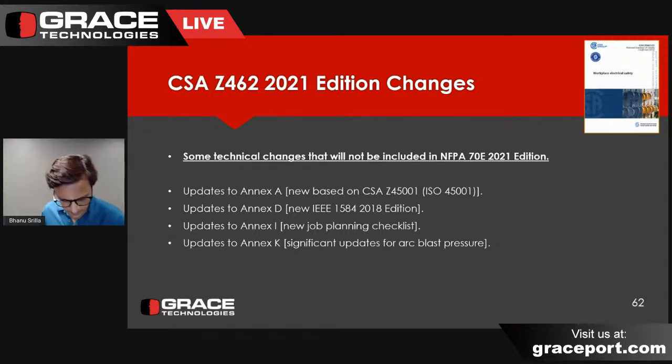It's different than the one that's in Annex I of 70E. And Annex K, we did significant updates, and I don't think 70E included these. Like we had significant, well, no, actually it did. There's significant updates about blast pressure. So if you want to find out why blast pressure is not the concern that it was made out to be, check Annex K in 70E and Z462. And if you want to talk about it, give me a call.